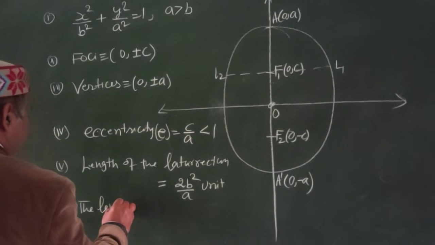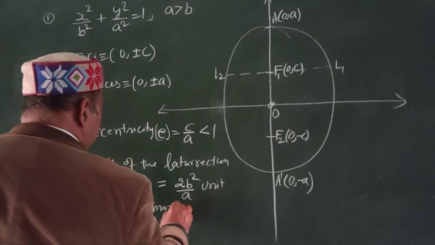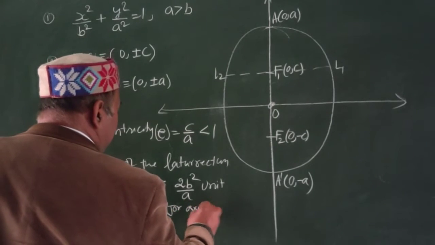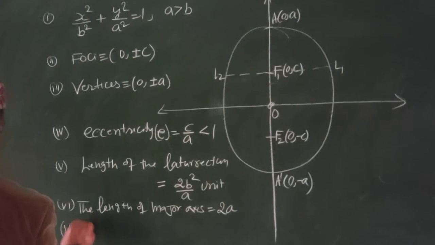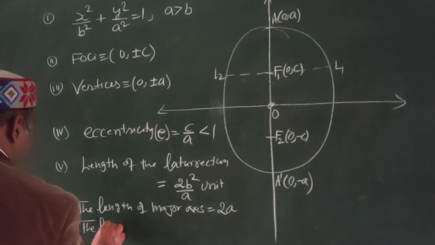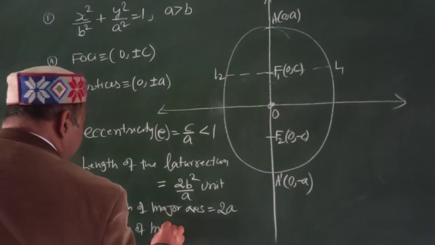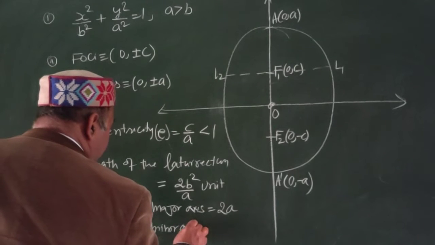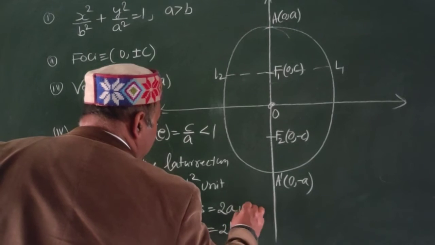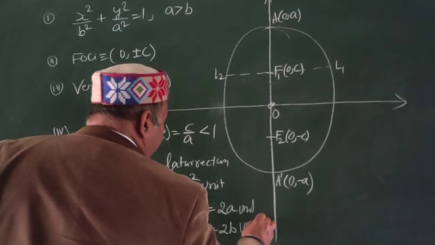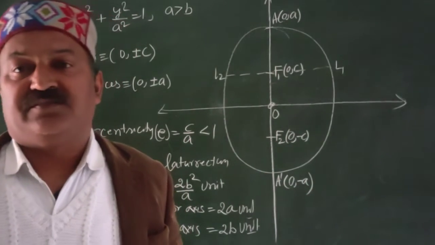The length of major axis is equal to 2a, and the length of minor axis, and that will be equal to 2b. So unit. So these are the two standard forms of the ellipse.